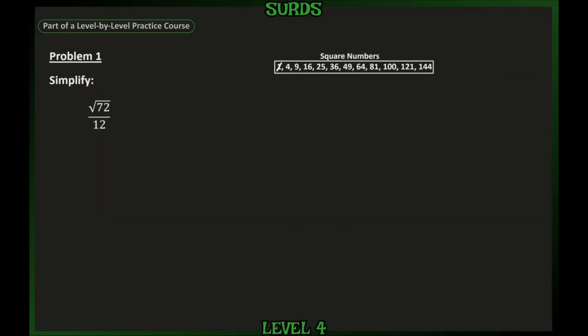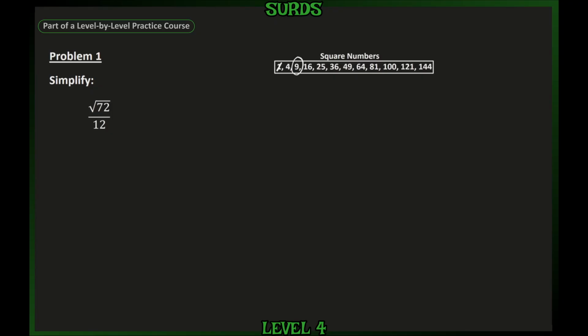In problem 1, we're simplifying the square root of 72 divided by 12. So to start, what we'd like to do is see if we can simplify the surd on the numerator. Now to simplify a surd, we need to find two numbers that multiply to make 72 in this case, where 1 is on our list of square numbers. And 72 can be written as 9 times 8, and 9 is a square number.